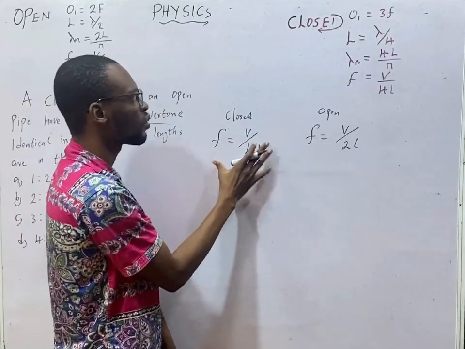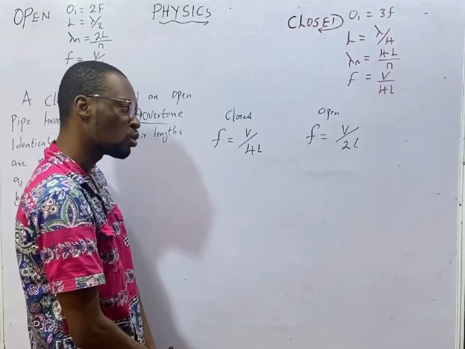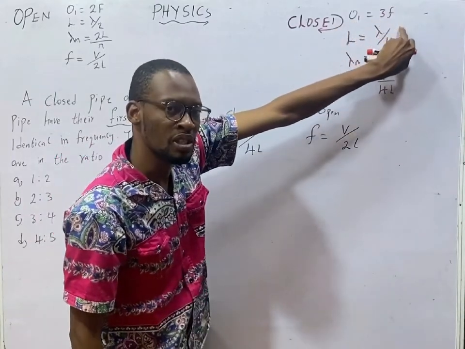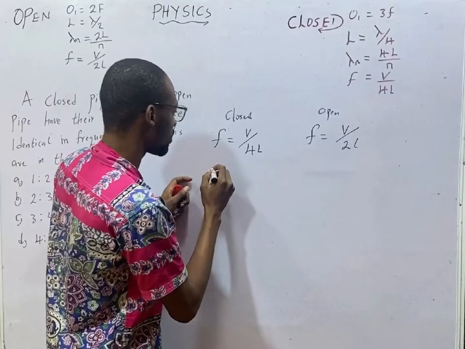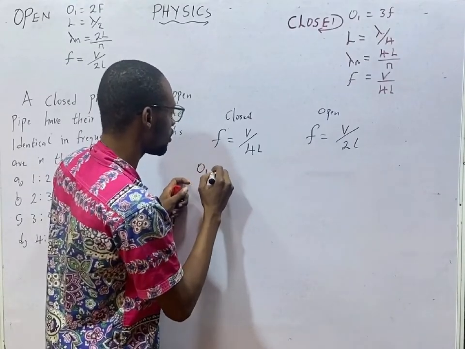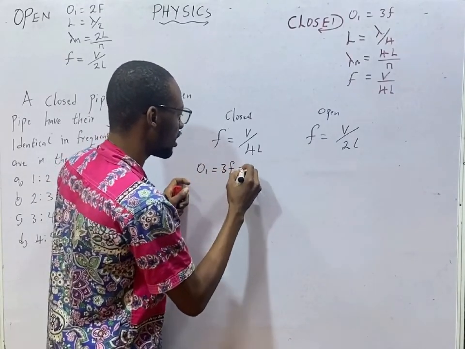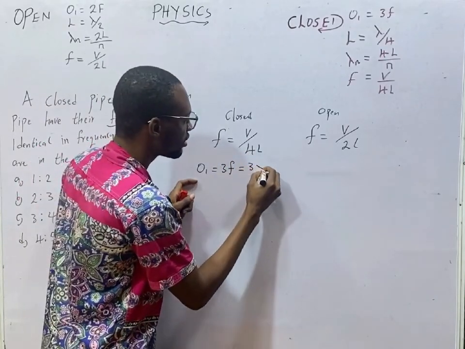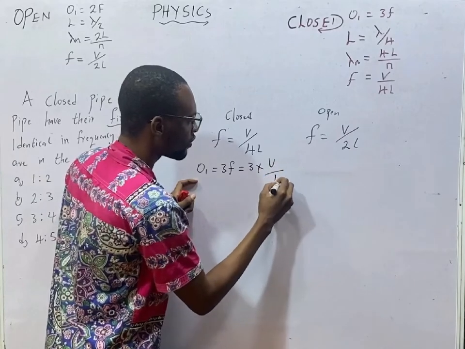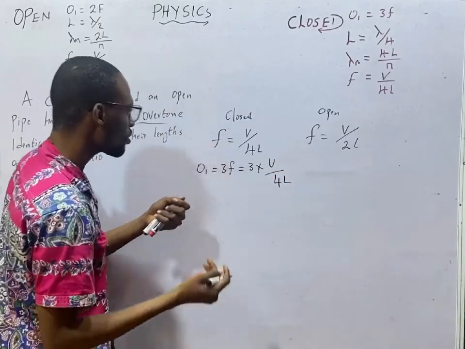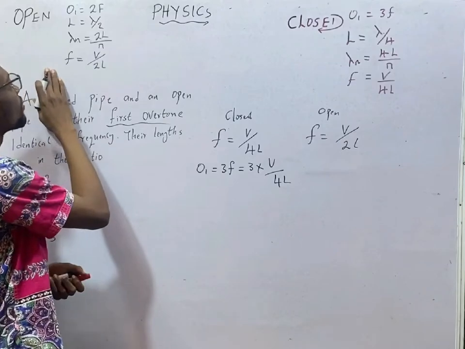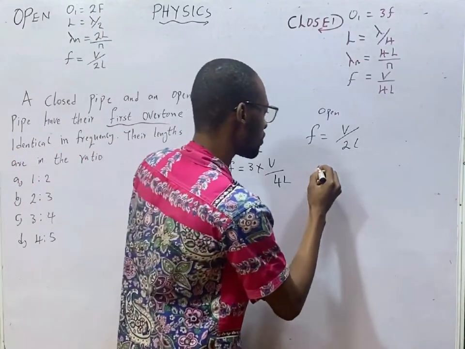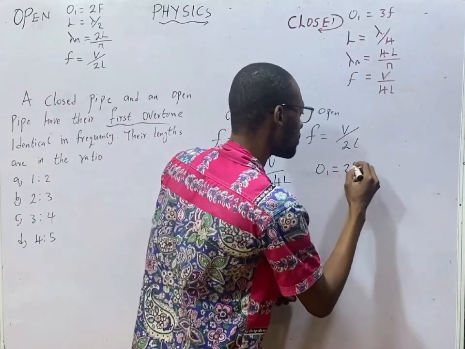What is the frequency of the first overtone of a closed pipe? For a closed pipe, the first overtone is 3 times the fundamental frequency. So the first overtone here, let me say O1, is equal to 3F. That is 3 times the fundamental frequency, which is the same thing as 3 times V over 4L. For an open pipe, the first overtone is the second fundamental frequency. So the first overtone is equal to the second fundamental frequency.